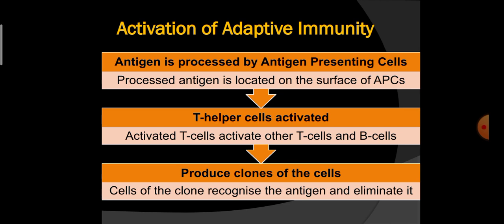Then they produce clones of the cells. B cells will produce clones of plasma cells. Here T cells also produce their own clones based on their action, based on the antigen. These cells of the clone will recognize the antigen and eliminate it. Clear? So this is the process that is happening, the activation of the acquired immunity.